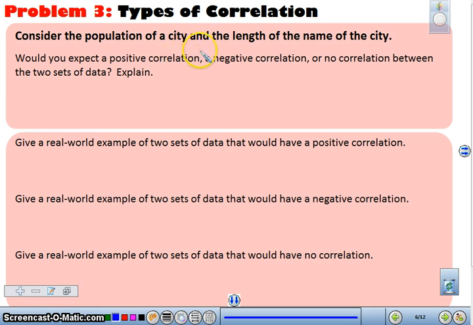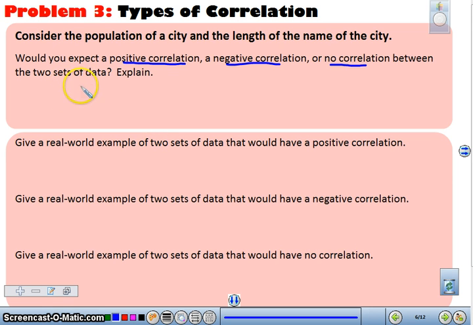So you're going to be asked to think of different correlations. Consider the population of the city and the length of its name. Do you think there's a positive correlation, meaning as the number of letters goes up, the population goes up? Negative, as the number of letters in the name of the city goes up, the population goes down, or no correlation between the two? So think about this for just a minute.